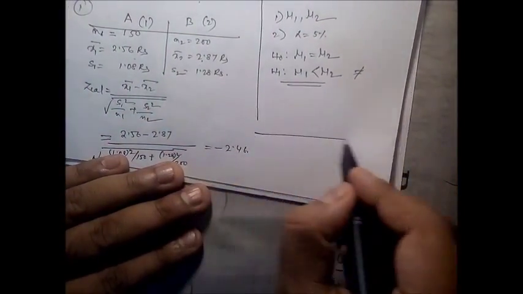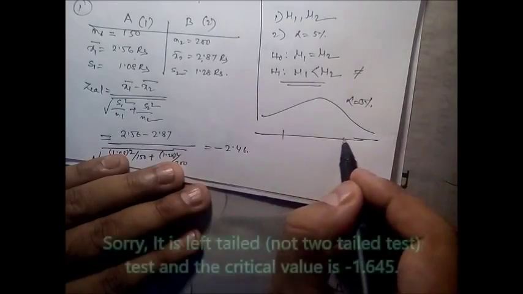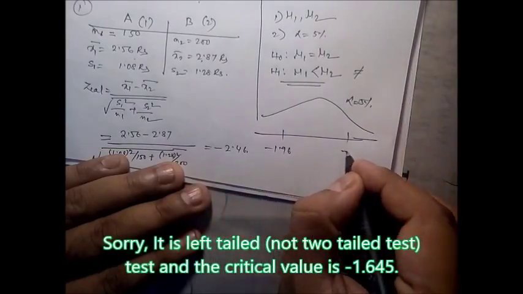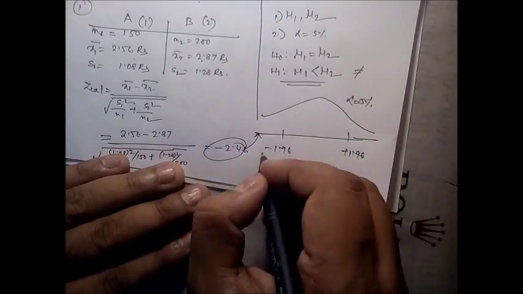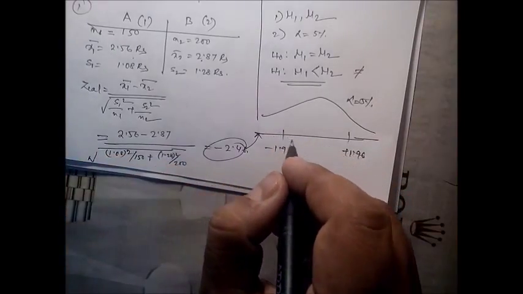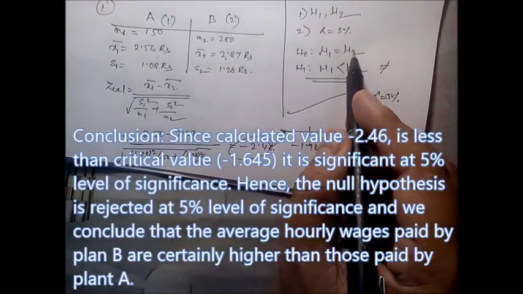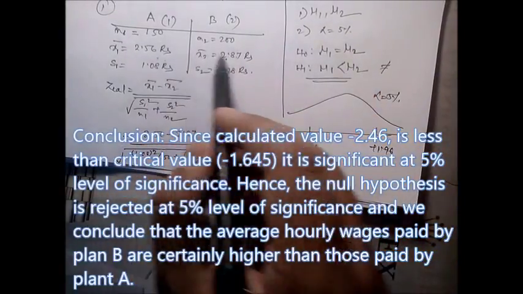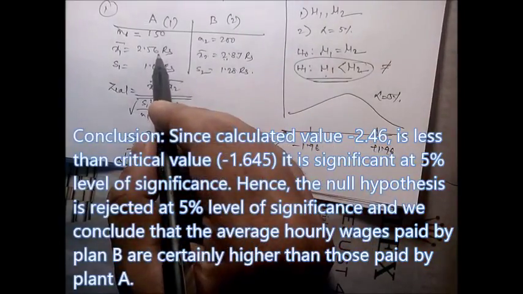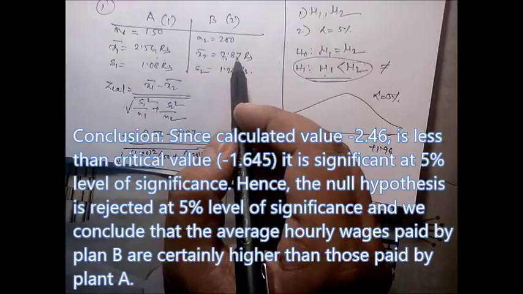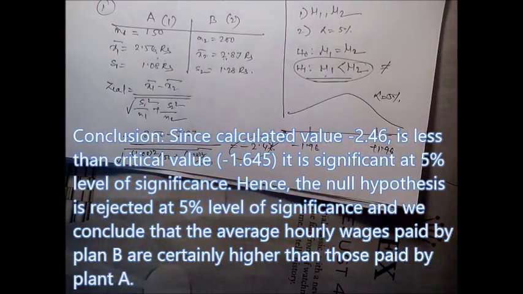Clear? Now alpha is equal to 5%, so it is minus 1.96 plus 1.96. This particular critical value is somewhere here, less than minus 1.96. So reject the null hypothesis. And reject the null hypothesis means the difference is significant. The difference is mu2 is greater than mu1, or wage of plant B is more than wage of plant A. Average wage of plant B is more than average wage of plant A. Okay, next.